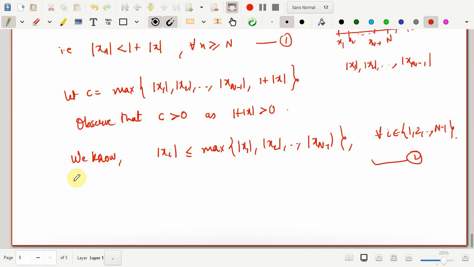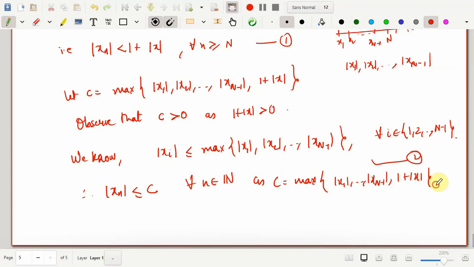Okay, so therefore mod of xn should be less than or equal to c for n belonging to the natural numbers, as c is the maximum of all these terms, mod of x1 till mod of xn minus 1, and 1 plus mod of x. And this says that the given sequence xn is bounded by c. Okay, so that ends the proof of this statement. It's a very important statement in the analysis of a sequence.